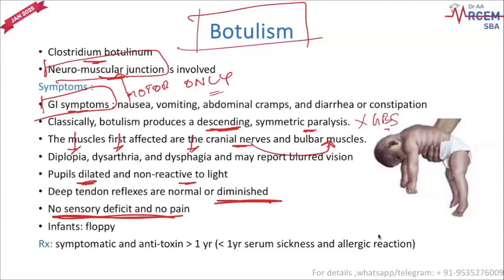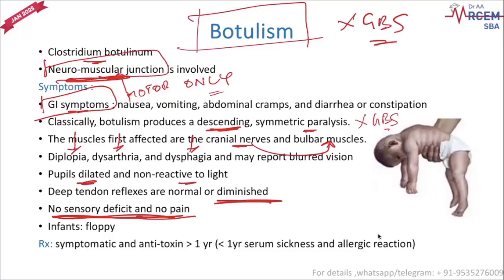Very similar here. What is happening is exactly the opposite of GBS. GBS is ascending, this is descending. Both are symmetrical. Since this is descending, you think from the head. So the facial expression muscles will be involved, extraocular muscles will be involved, your swallowing muscles, and your tongue is also a muscle that will be involved. As it is neuromuscular, absolutely no sensory deficits will be there.